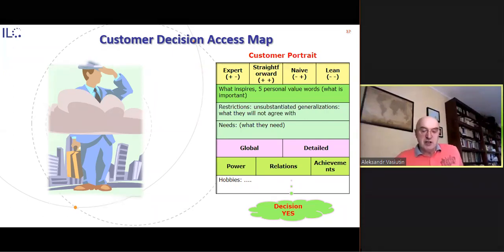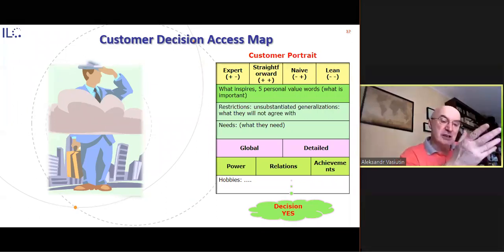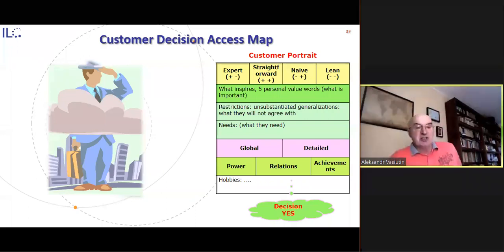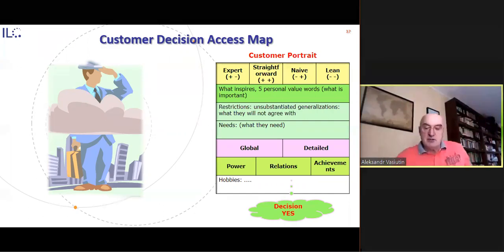And then there are 3 levels: the man of power, the man of relations, and the man of achievements. And for instance, if he loves mountain skiing or he likes walking, you can discuss his hobby with him. If you are not a hunter or a fisherman, you'd better not discuss this topic. But if you are good at it, then why not? And this is the portrait of a customer.